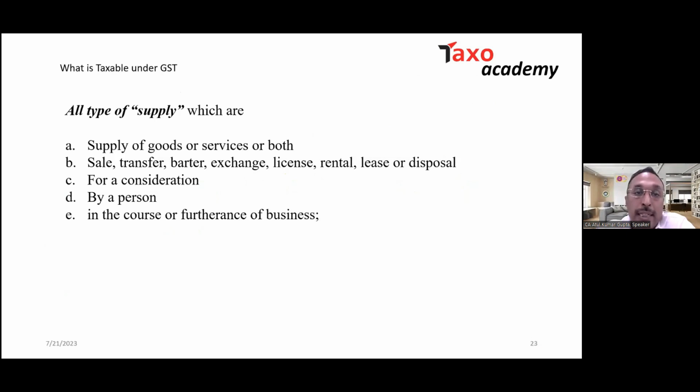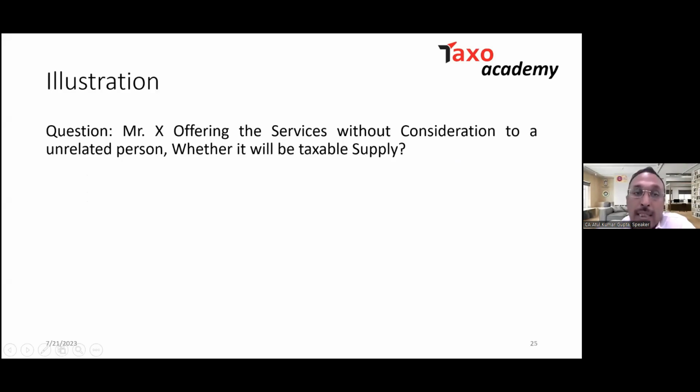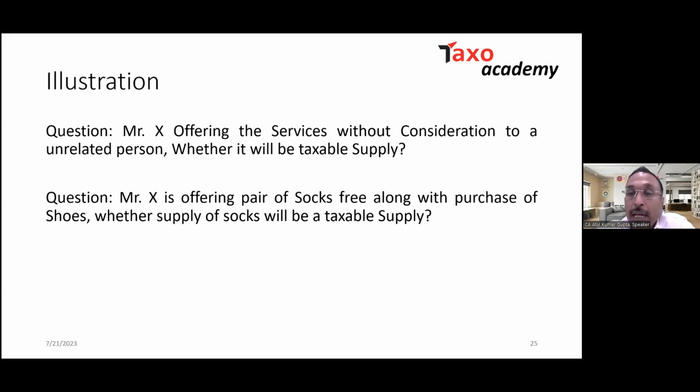Then, my dear friends, I discussed with you the definition of supply, that is, what supply means. There should be 4 ingredients. There should be a supply of service or goods. There should be a sale for a consideration by a person in the course or furtherance of business, meaning if the consideration is missing, then it is not a supply. But there are certain activities wherein it will be a supply even then, because they are falling under Schedule 1.